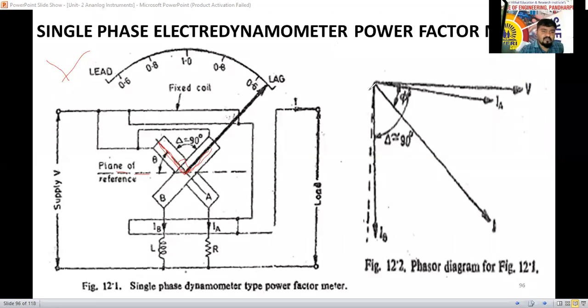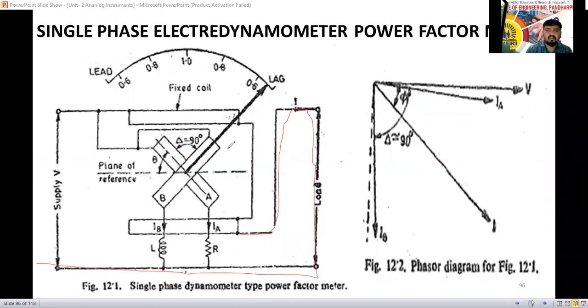So from the reference plane to the B plane, the B coil, it is theta plus 90, we can call that. Theta plus 90. So like that, this alignment we have connected here, and the load is connected here for the fixed coil. See here, the load is connected here, and it is sent to the negative.